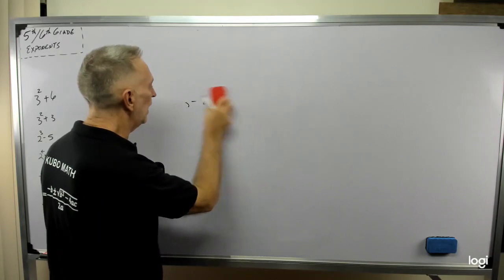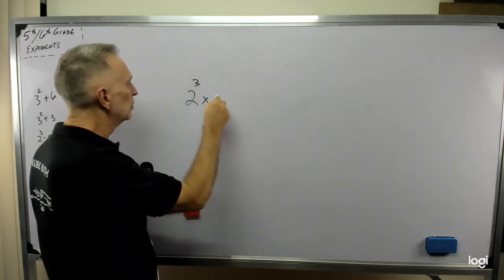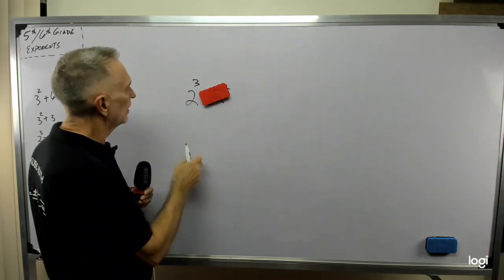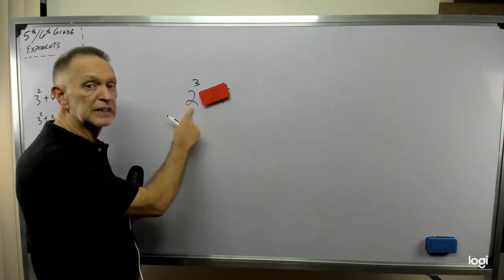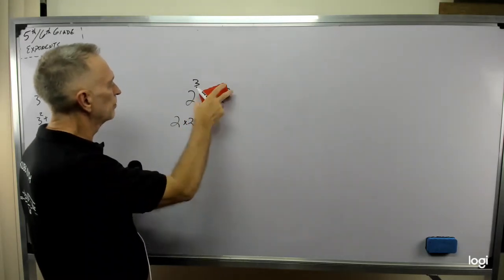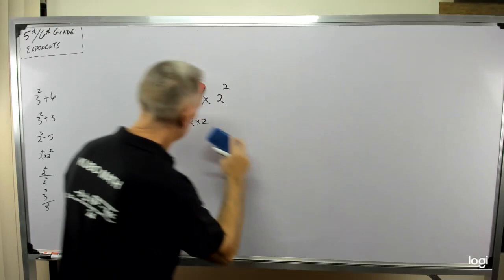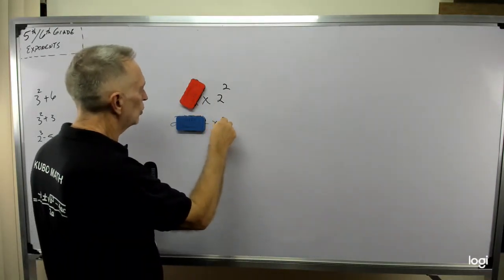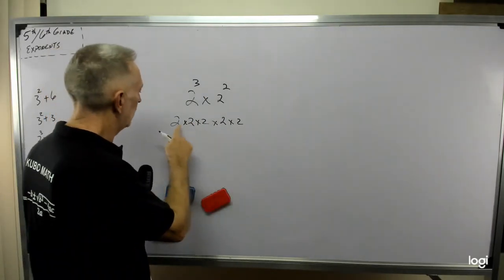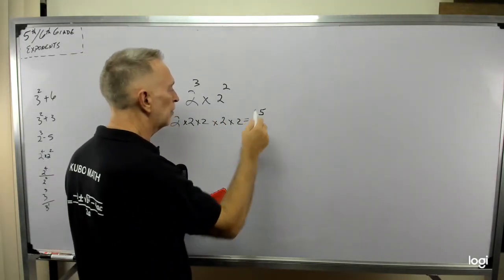Now then, what if I have, let's say, 2 to the 3rd power times 2 to the 2nd power? Okay, let's just look at it. 2 to the 3rd power, we know that's 2 times itself 3 times. So that's 2 times 2 times 2. Now that's times 2 to the 2nd power. Well, 2 to the 2nd power is 2 times 2, 2 times itself 2 times. So what do I have now? I have 1, 2, 3, 4, 5 2's, which is 2 to the 5th power.